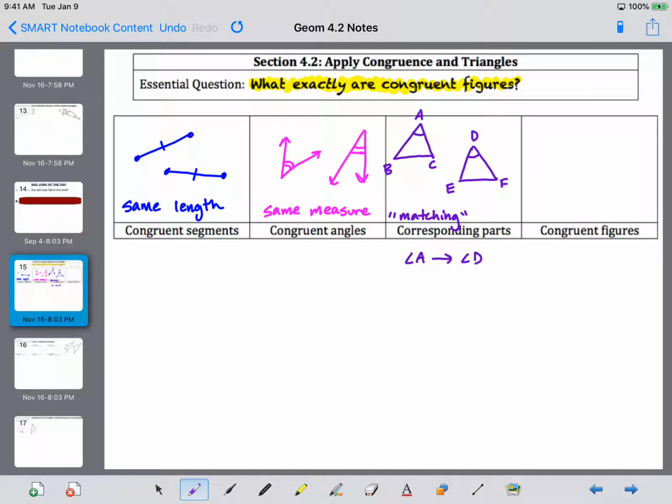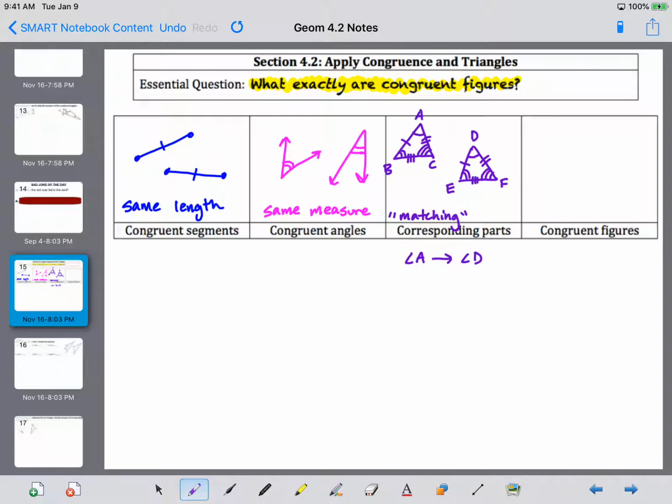And I could do that for the rest of the angles and the rest of the sides. So I could say angle B corresponds to angle E, angle C corresponds to angle F, and I could do that with the sides as well. Side AB corresponds with side DE, side AC corresponds with side DF, and BC corresponds with EF. So those would all be the corresponding or the matching parts.